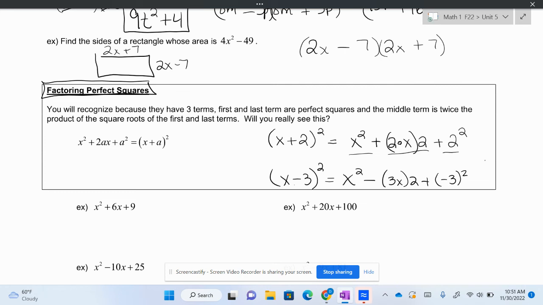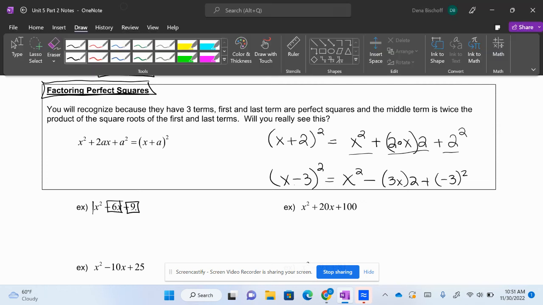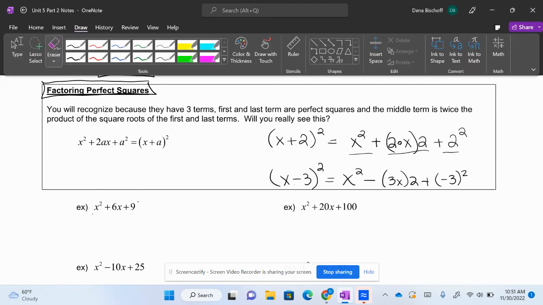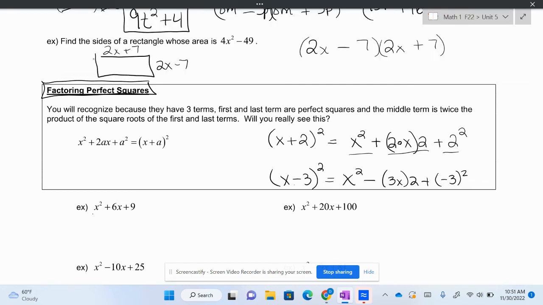trinomials that are made from perfect squares. So the way that you want to look at it is the middle term is twice the square root of the last term, provided that this coefficient is 1. So let's think about what I just said. So when a trinomial factors into a perfect square, it means that it's made from the square root of this number. Well, that's 3. And this is twice that, times 2, which is 6. So this actually started as x plus 3, the quantity squared.